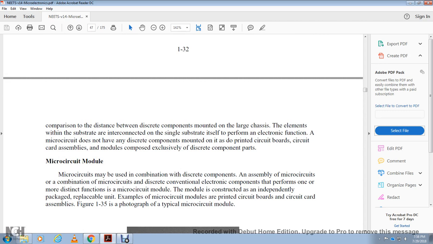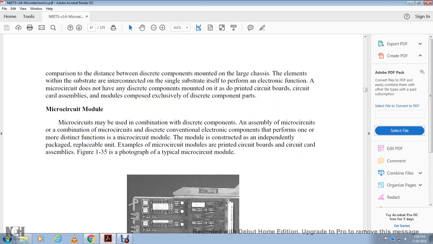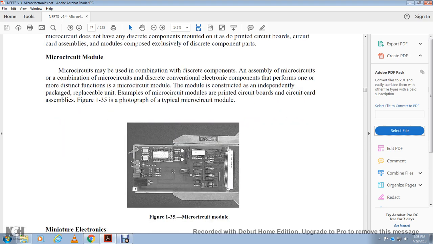Microcircuit modules. Microcircuit modules may be a combination of components, with a microcircuit combined with conventional discrete electronic components to form a unit with a more distinct function. The module can be independently packaged and replaceable. An example is the microcircuit module with the printed circuit board or circuit card assembly. Figure 135 is a photograph of a typical microcircuit module.